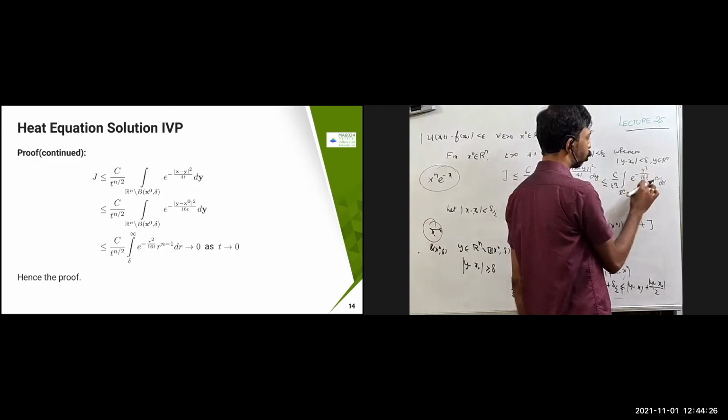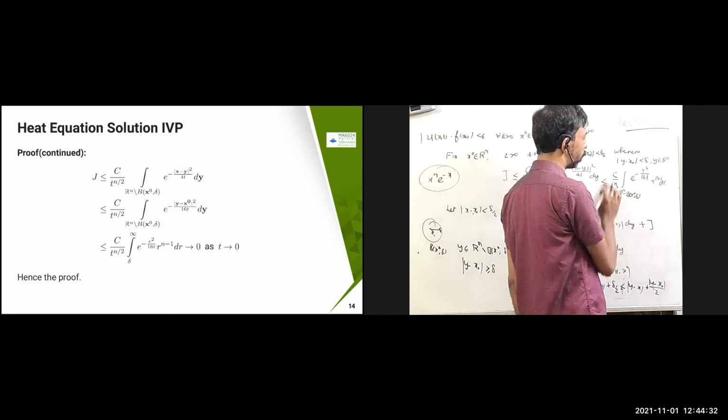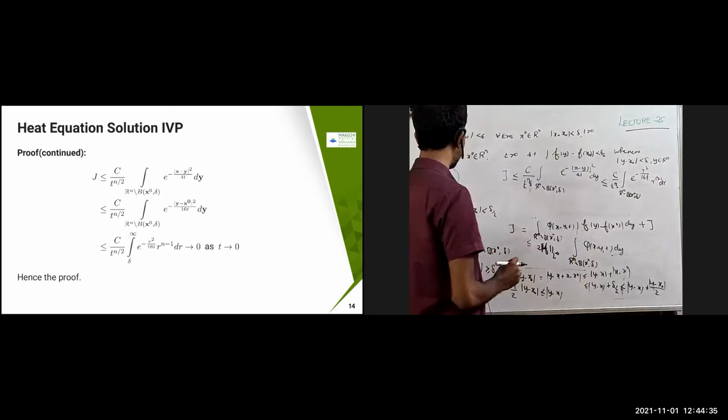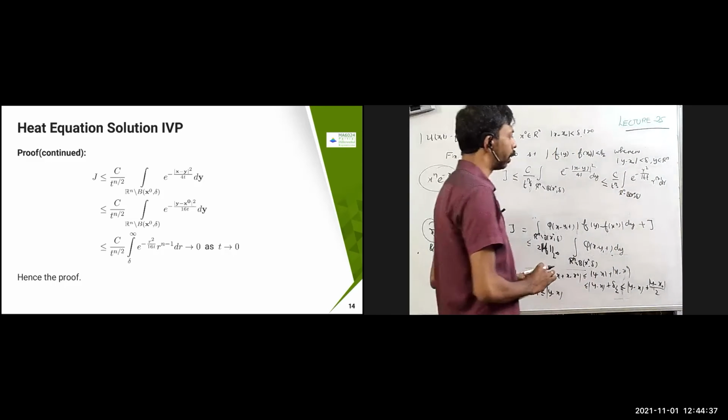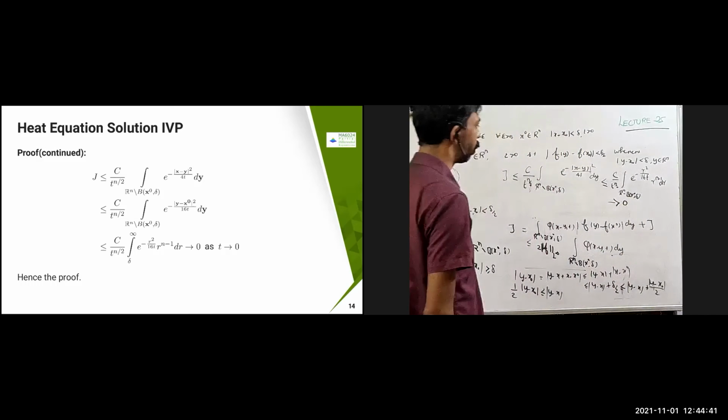So e power minus r square by 16t is there. As t tends to 0, 1 by t tends to infinity. Although x power n by 2 is there, this is not going to be dominating. Only the e power term is going to be dominating. Therefore, this is going to tend to 0 as t tends to 0.